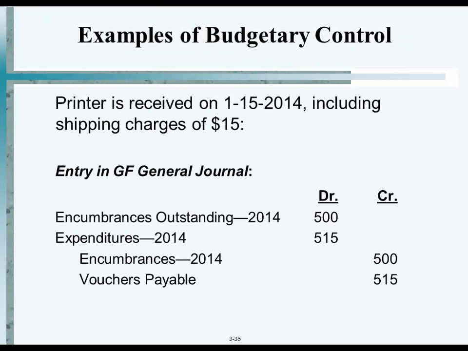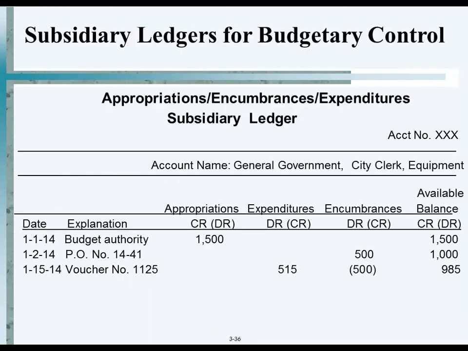Anybody lost? And this shows you how it's done. You had 1,500 issued purchase order, it's now 1,000, and now it's 985. Okay? Little different form. Okay.